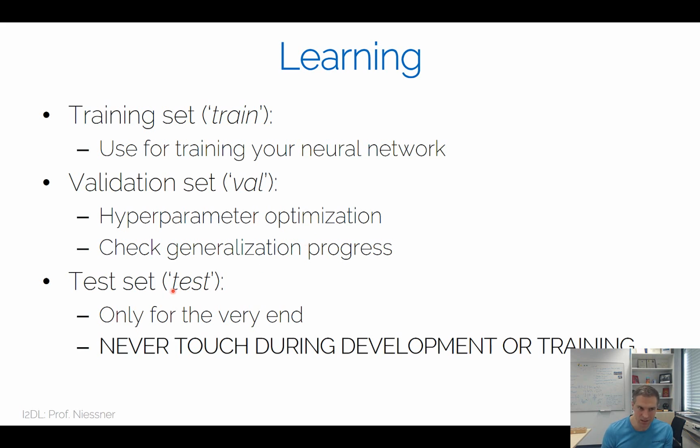And then testing, we mentioned this many, many times, but I want to reiterate it here in this context, is done only at the very end, once we have finalized the hyperparameter optimization and so on. Never touch the test set during the development or training, right? It's basically cheating. If you're looking at the test set and then changing parameters, then you're basically using that information to cheat.